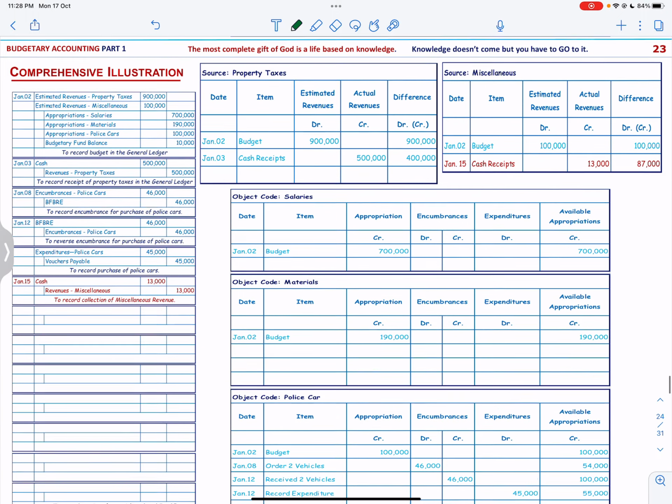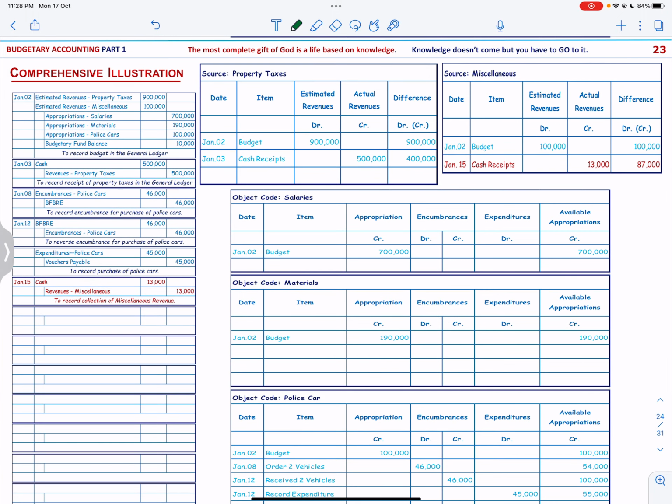Next we have received revenue from miscellaneous sources, and that is 13,000. So we already have budgeted 100,000 from miscellaneous sources, and we received 13,000 cash. So still we have 87,000 to be collected during the year.